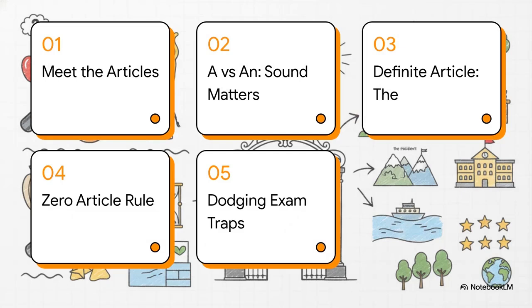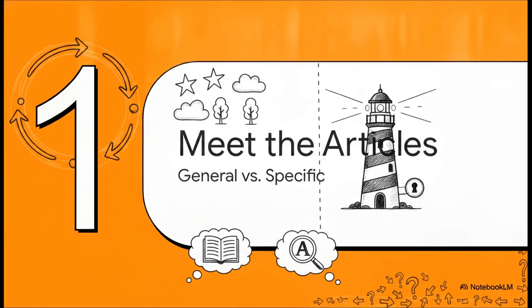So, we've got a super clear map for this explainer. We'll briefly meet the articles, dive into why sound matters way more than spelling for a versus an, master the definite article, look at the completely invisible zero article, and finally, figure out how to dodge those really common exam traps. Okay, part 1, meet the articles, focusing on general versus specific.